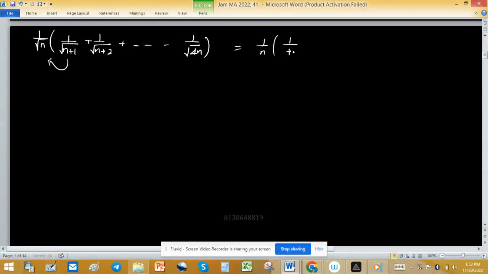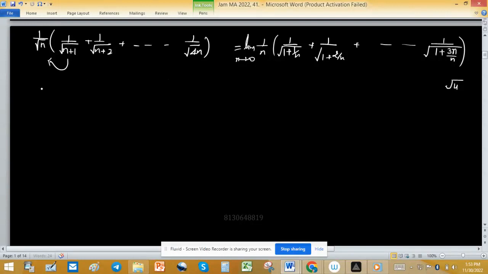So 1 upon 1 plus 1 upon n within square root, plus 1 upon 1 plus 2 upon n, plus and so on. Actually, root n we already taken outside, so the last term we can write as 1 upon root of 1 plus 3n upon n within square root. So this is our last term, and we have to take limit n tends to infinity.